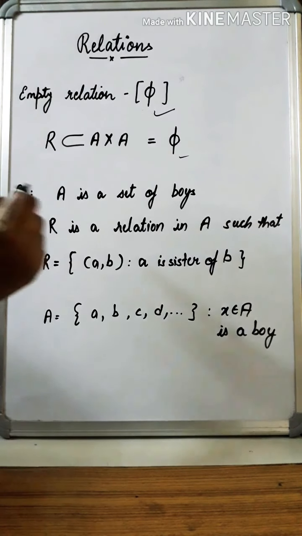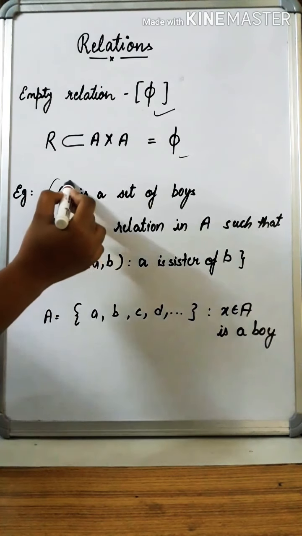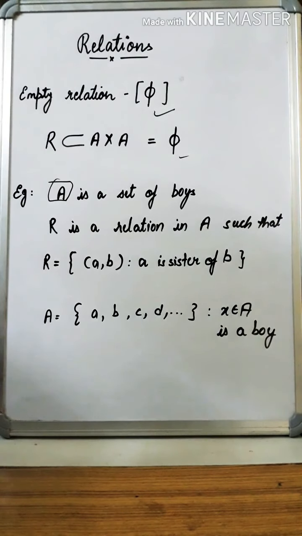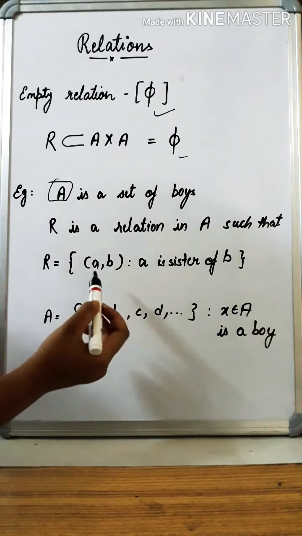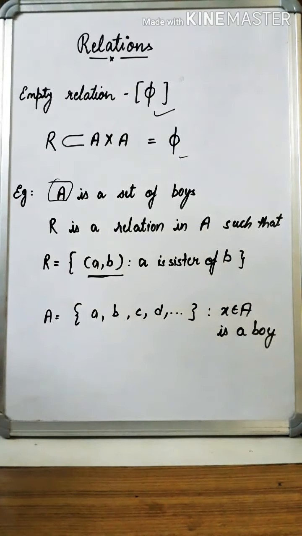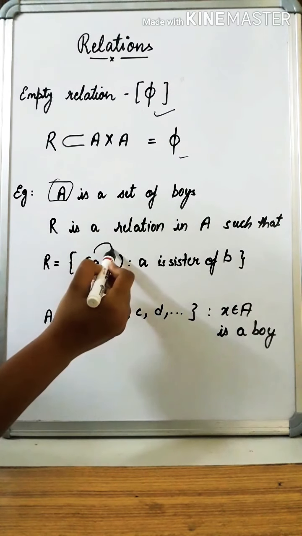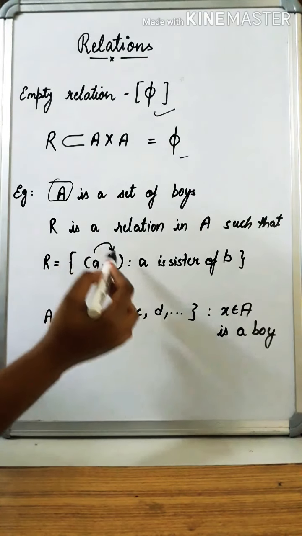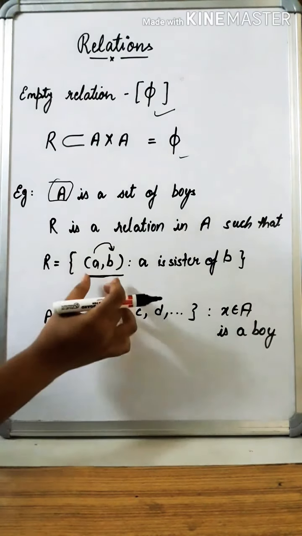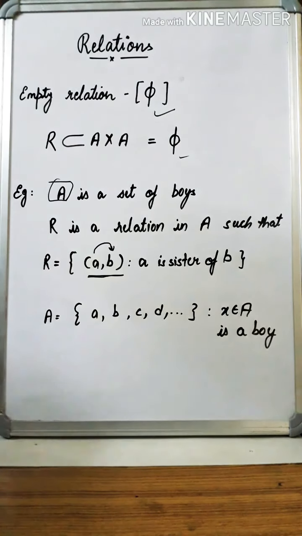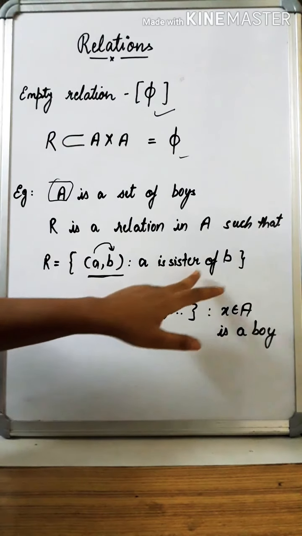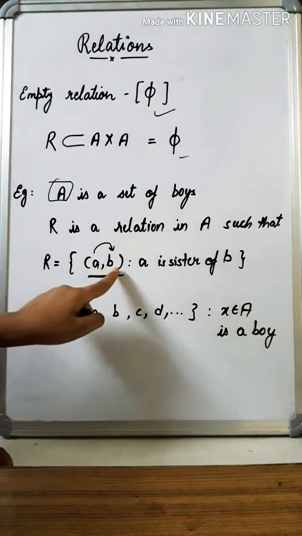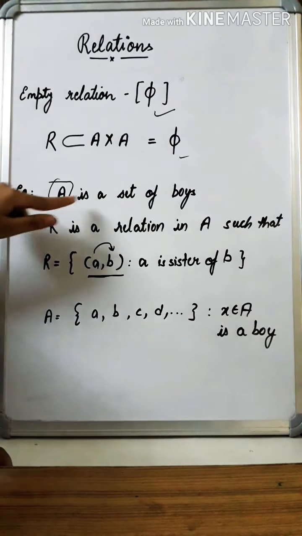For an example, A is a set of boys. We have a set A that contains boys, and our relation R is a relation in A such that R is equal to (a, b). (a, b) is an ordered pair. Always, a relation set is given by ordered pairs where a is in some way related to b. The first element is related to the second element, and the relation is presented by an ordered pair. So R is a relation that contains (a, b) such that a is a sister of b. a and b are elements of the set A, right? A is a set of boys.